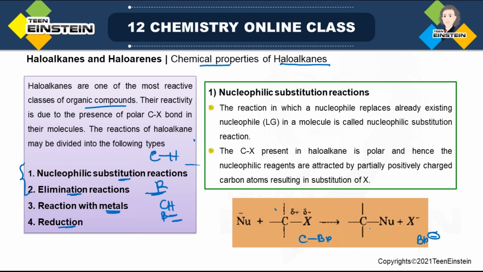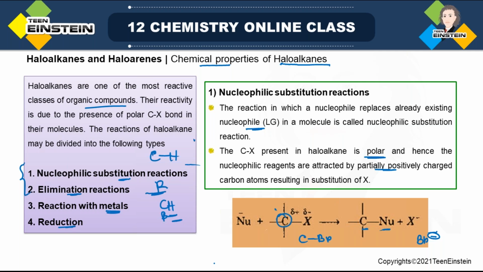Okay, so ultimately you are getting a carbon-nucleophile bond, and this nucleophile may be of versatile types. The reaction in which a nucleophile replaces an already existing nucleophile, which is nothing but the leaving group X in a molecule, is known as nucleophilic substitution. The C-X bond present in haloalkane is polar in nature, and as a result, the nucleophilic reagents are attracted by the partially positive charged carbon atom.